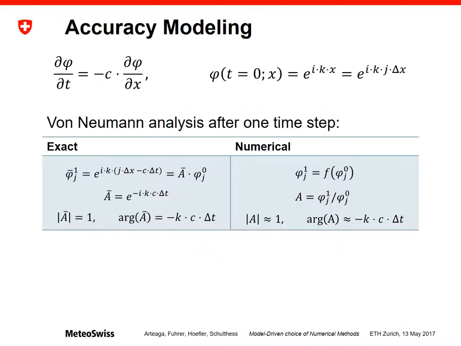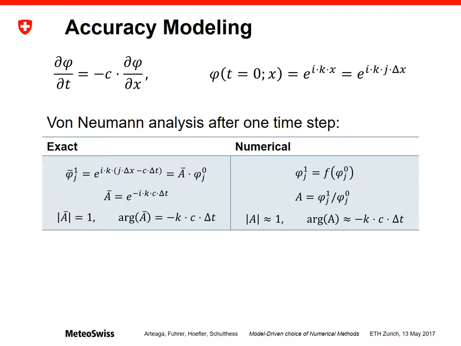We used the von Neumann analysis in order to perform accuracy modeling on these solvers. We compute the exact solution after one time step on the left-hand side of this table. The solution is given by this formula, which corresponds exactly to the initial conditions given here, and represented in this formula by phi j0, multiplied by a value we call amplification factor, a bar, which is given in the second line of this equation. This number, a complex number a bar, has the following properties.